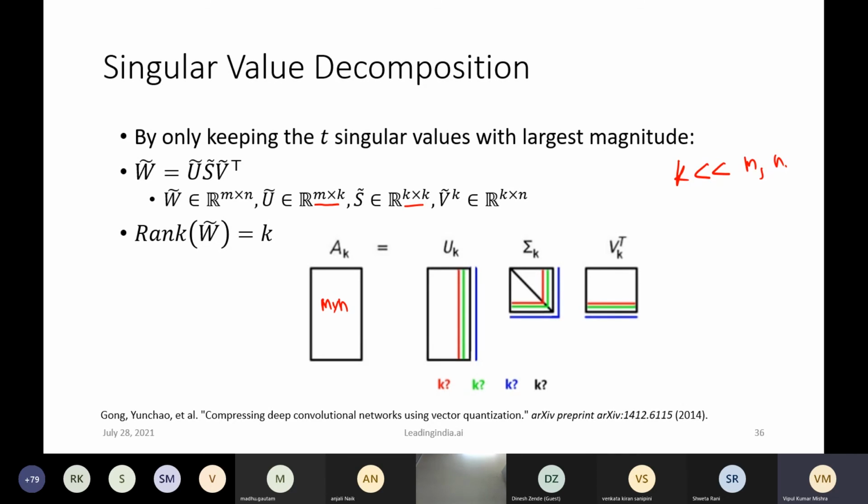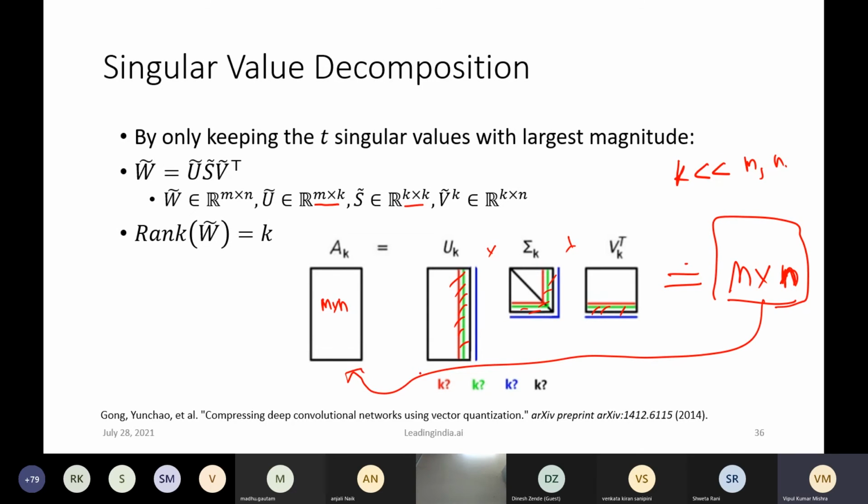The beauty behind that, even if you remove them, after that, once you do this multiplication between this and this, you will again get an m cross n matrix, and this matrix will be very similar to this matrix. That is the beauty behind this singular value decomposition.